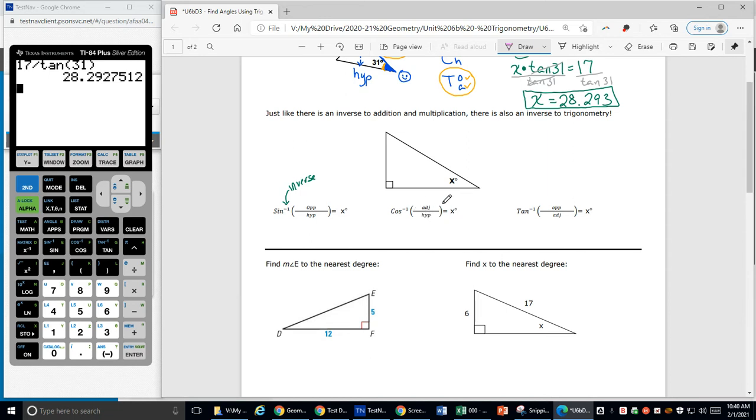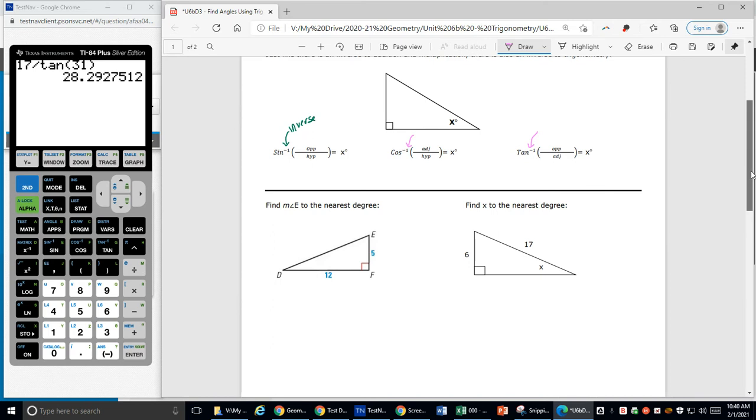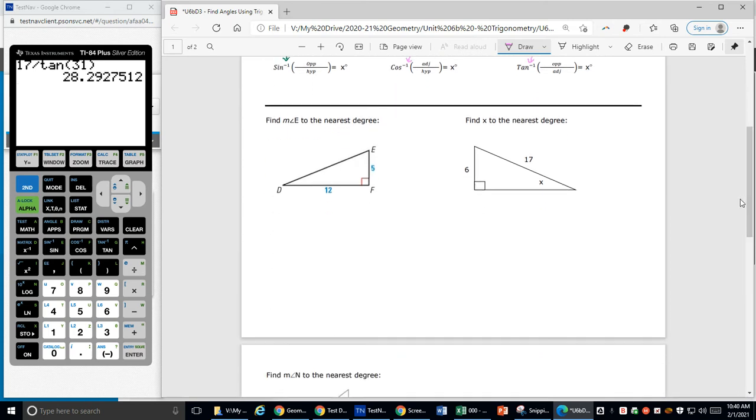My ratio is going to go inside the parentheses with the trig function, and the degrees is going to go outside. The key, though, is that little -1. You have to make sure when you're trying to find the angle that you use that little -1. So let's see how we apply that to some problems.